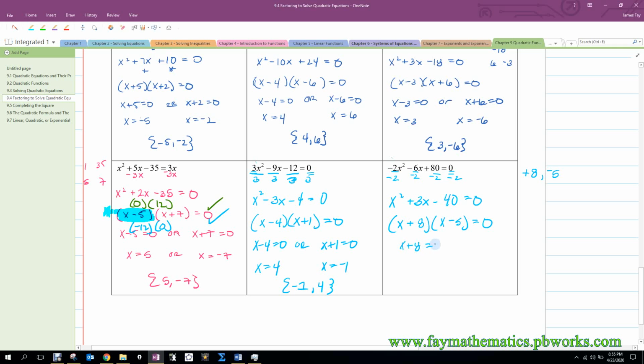Take the x plus 8, set that equal to 0. Take the x minus 5, set that equal to 0. Subtract 8 from both sides, gives me x equals negative 8. Add 5 to both sides, x equals 5.